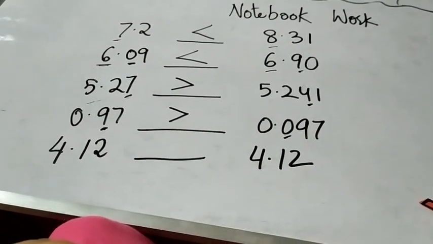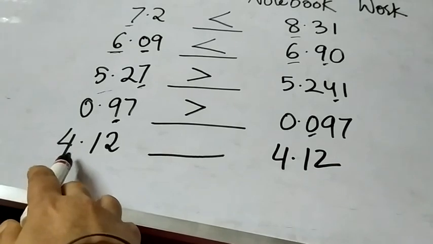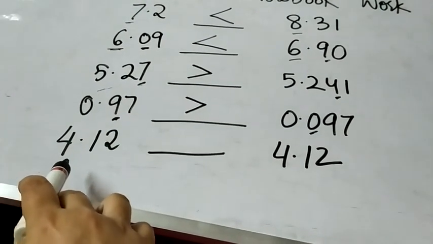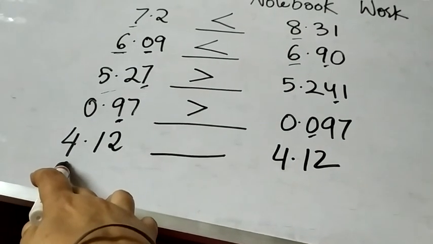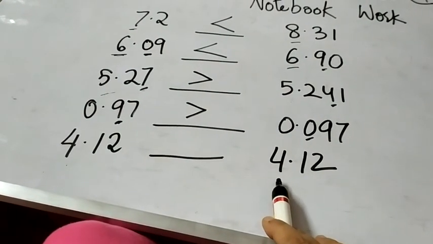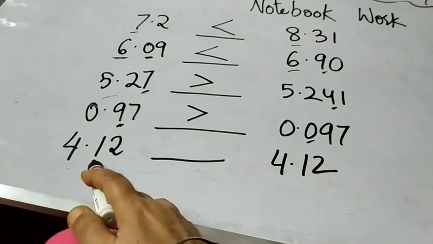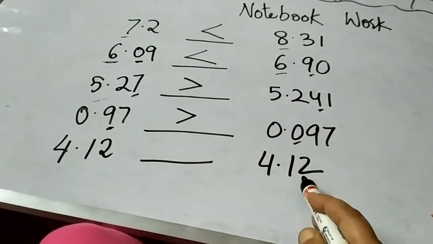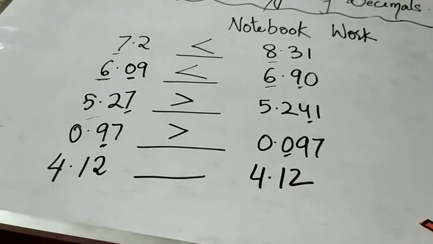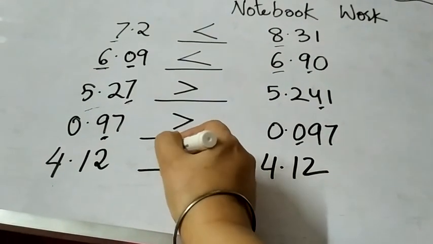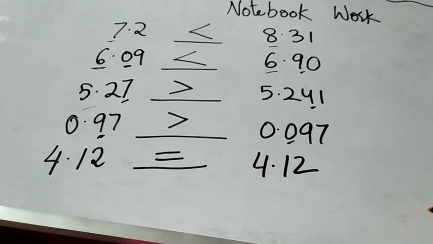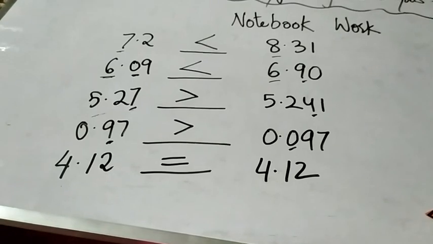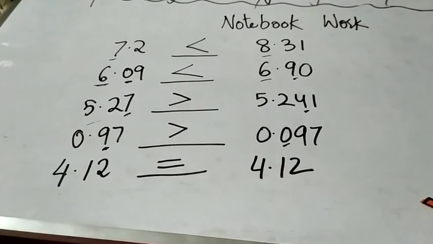Coming to the last one, again they are like, so compare the whole parts. Here the whole is 4, here again it is 4, the first digit is 1, again 1, 2, here is also 2. So nothing is different. That means both are equal. So we'll put the equals to sign. I hope it is clear. Now we will start with ordering of decimal numbers.